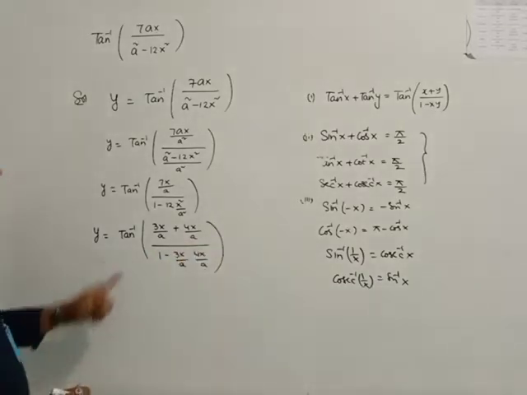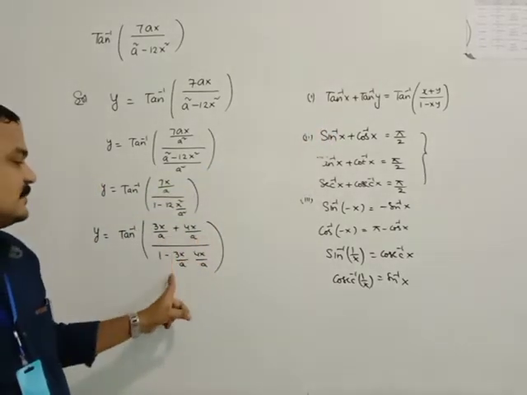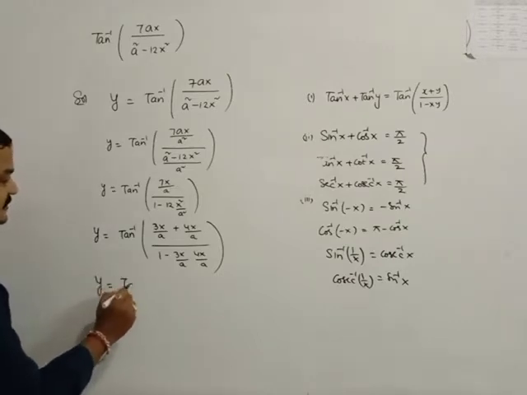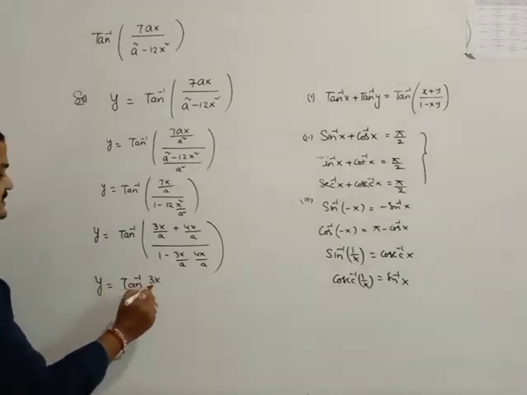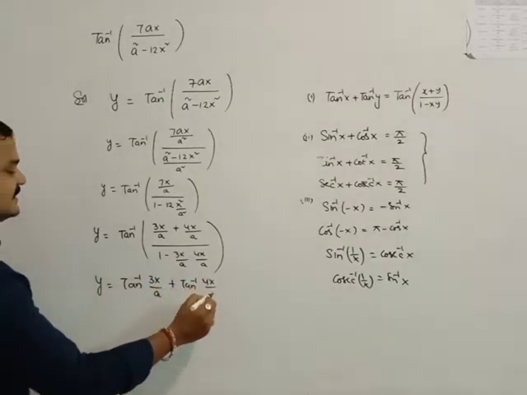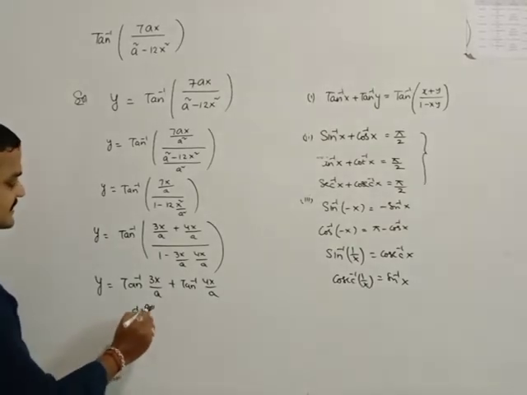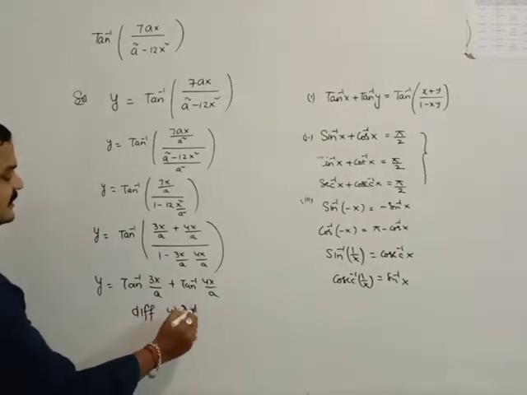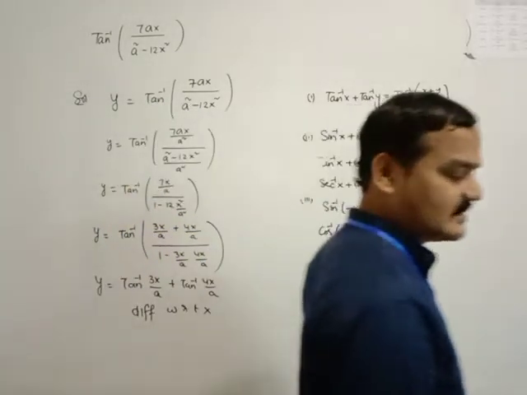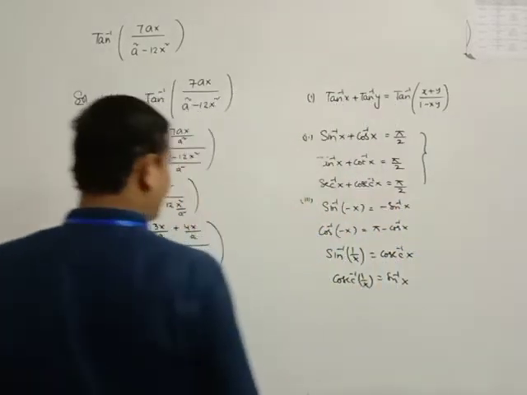You just observe it looks like the formula tan inverse of x plus y by 1 minus xy. So finally you get y is equal to tan inverse of 3x by a plus tan inverse of 4x by a. It becomes very easy. Now differentiate with respect to x. It is a composite function. The first function is tan inverse x and the second function is 3x by a. Apply that formula.